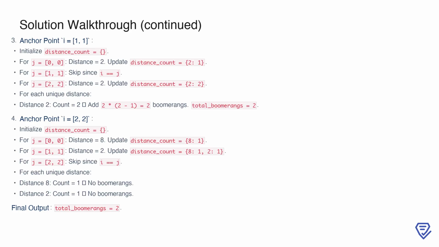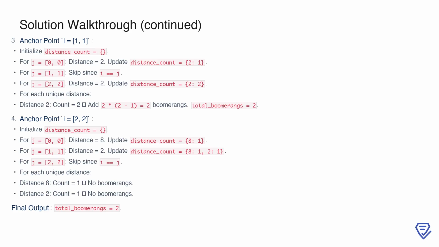For j equals (0, 0), the squared distance is 2, so distance_count becomes {2: 1}. For j equals (1, 1), we skip the calculation since i equals j. For j equals (2, 2), the squared distance is also 2, updating distance_count to {2: 2}. For the unique distance of 2, the count is 2, and using the formula, we add 2 * 1 equals 2 boomerangs to the total, making total_boomerangs equals 2. Finally, with i equals (2, 2), we repeat the process.